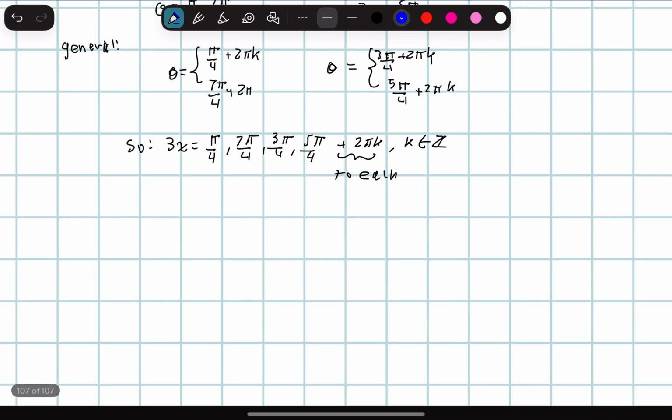So now we just want to divide everything by 3, and dividing everything by 3 means dividing this by 3, and then also dividing that by 3.